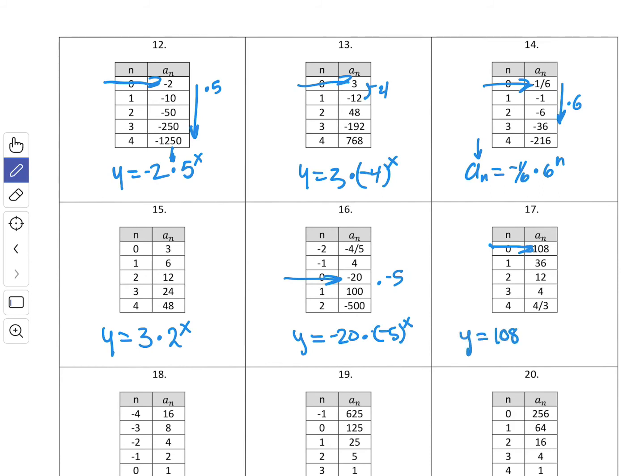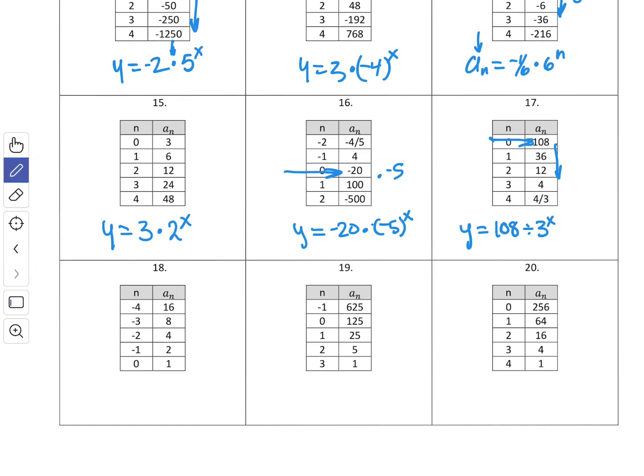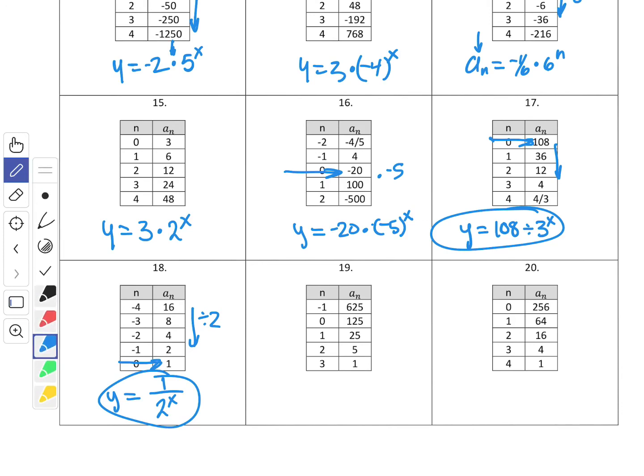Now, when we get to division, yes, I can just go y equals 108, and we're dividing by 3. Repeated division, so I'd put it to the x, and that would work just fine. Or, like on number 18, I could even say starting at 1, dividing by 2 each time, so 2 to the x. Mathematically, they work. However, we don't generally write them that way.